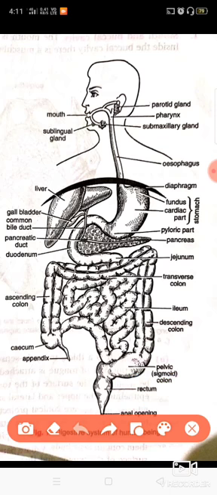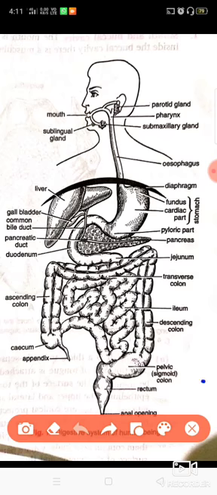The waste products which are stored here pass to the rectum, and when the rectum is completely filled, then the waste is expelled out of the body by the anal opening. Okay, waste products will be released by the anal opening. So this is the complete digestive system. We have already discussed this in the class, so I don't think there is any problem. If you still have any queries, you can ask me in the group.